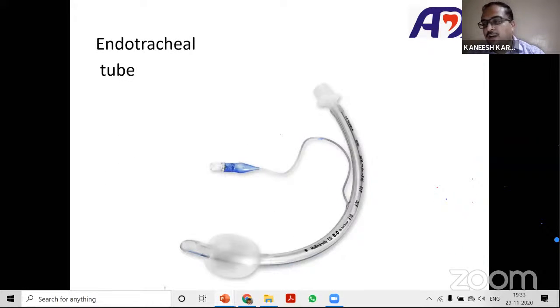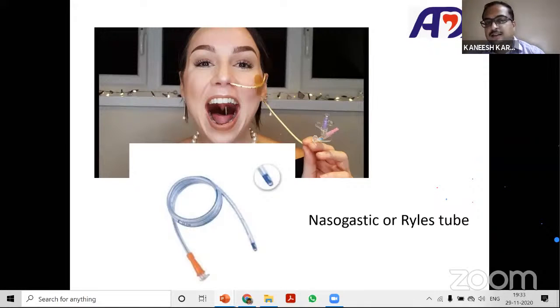This is called an endotracheal tube, as we have already seen. This is a nasogastric or Ryle's tube. This is a feeding tube. You pass it from the nose to the stomach. Patients who are not able to swallow or eat, or post-surgically, cancer patients and so on, will be put on a feeding tube through which we can feed them nutrients. Liquids are fed through the nasogastric or Ryle's tube.